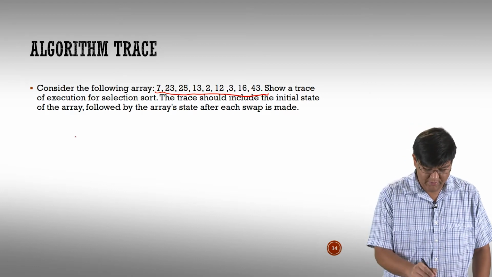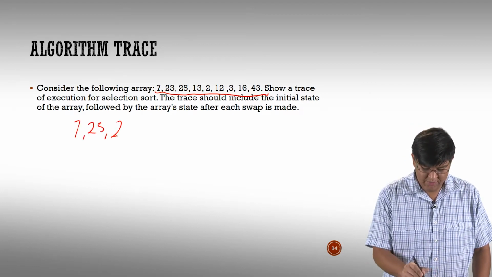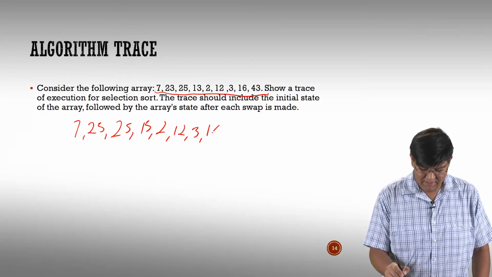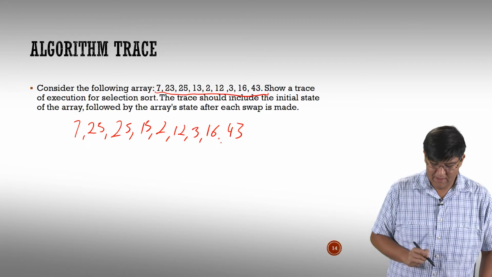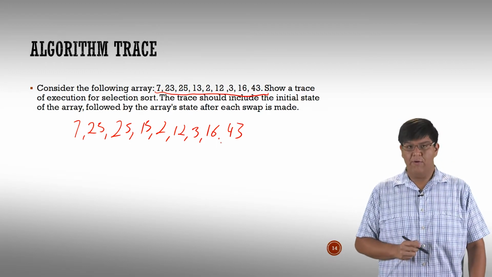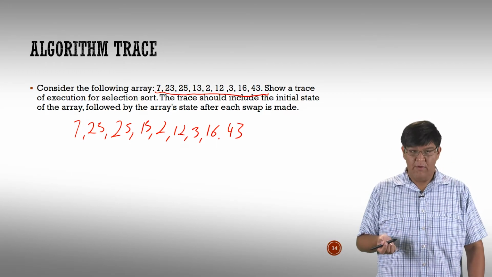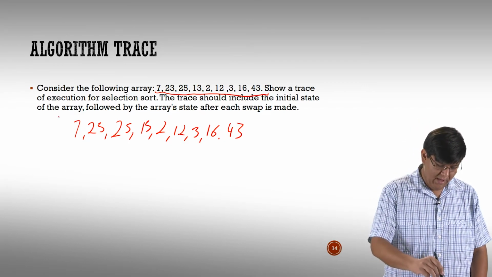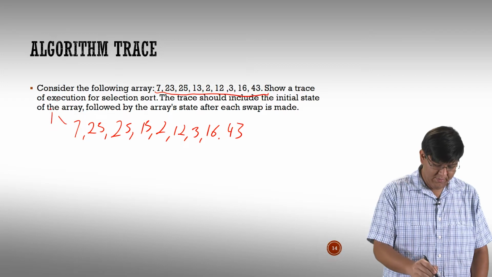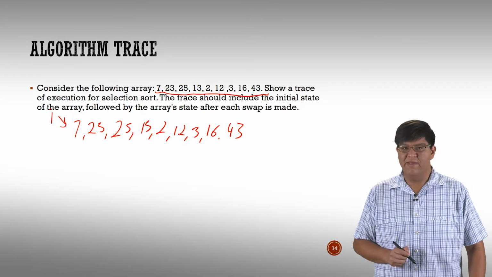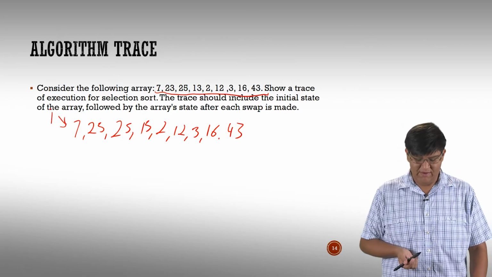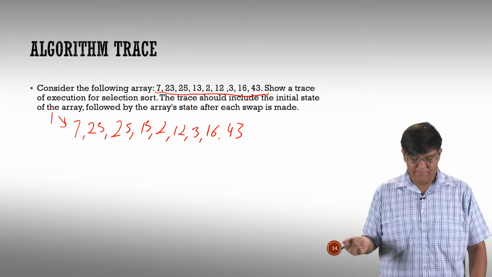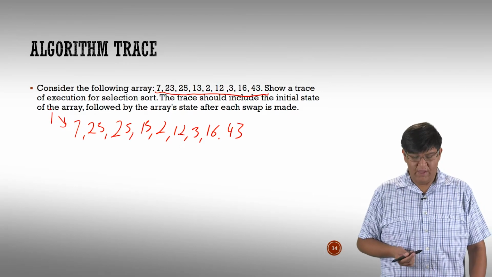So I'll start by doing this. I'll write 7, 23, 25, 13, 2, 12, 3, 16, 43. All right, so those are going to be my values, and what I want to do is simulate running this algorithm. The way the algorithm works is by sorting one position at a time. So this is basically going to be my i over here, my ith value. Initially i is going to be equal to 0, which is pointing at the number 7. That's the first thing in my array. All right, so let's simulate our algorithm.